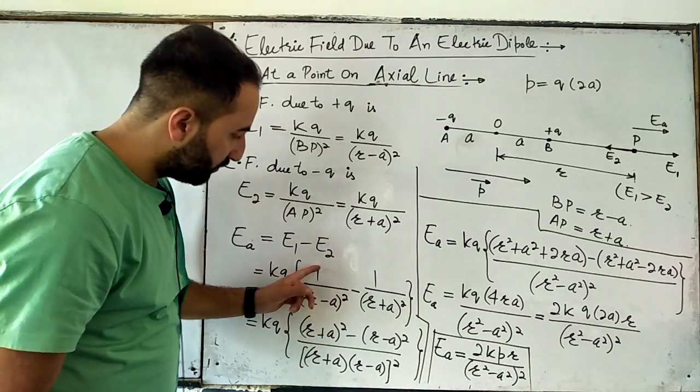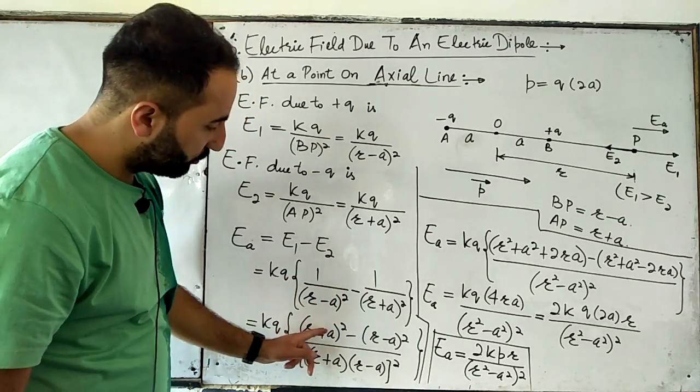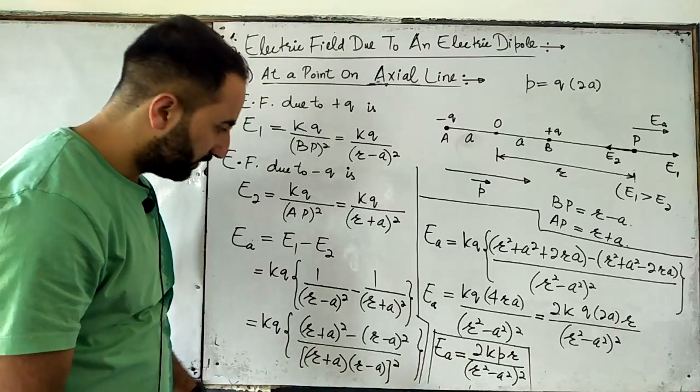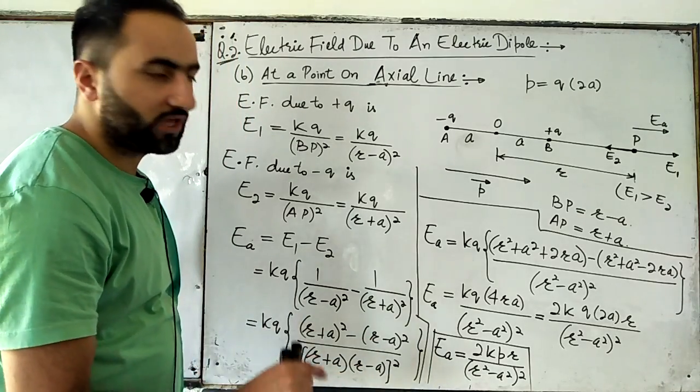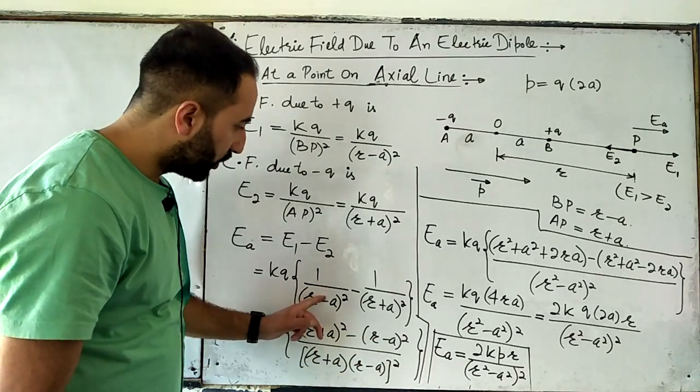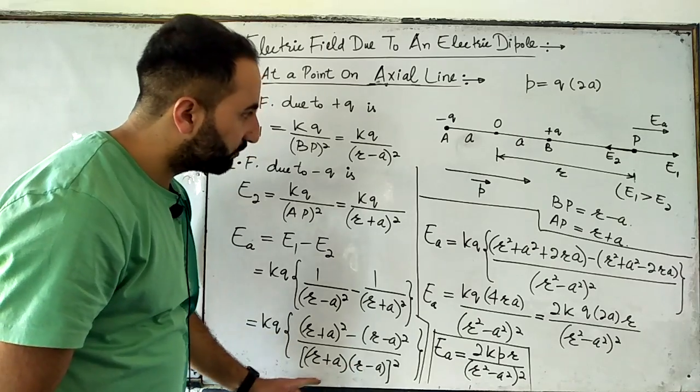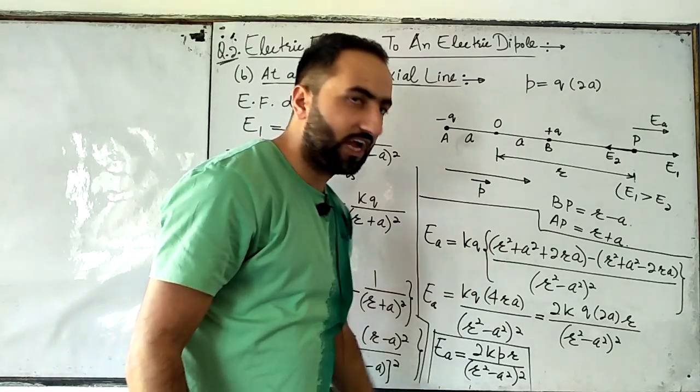Then cross multiplication and a couple of identities. A plus b whole square is a square plus b square plus 2ab. A minus b whole square is a square plus b square minus 2ab. Denominator में आएगा a plus b into a minus b, that's called a square minus b square. So here I have used the identities.